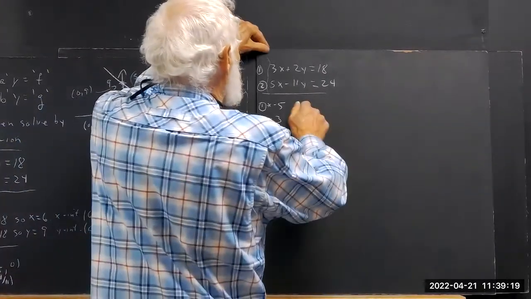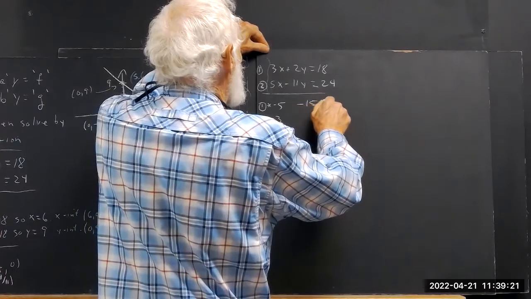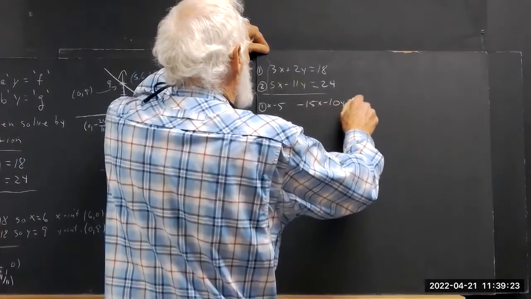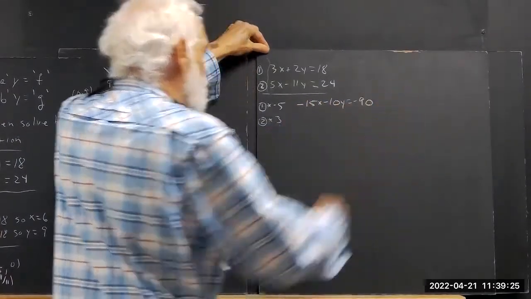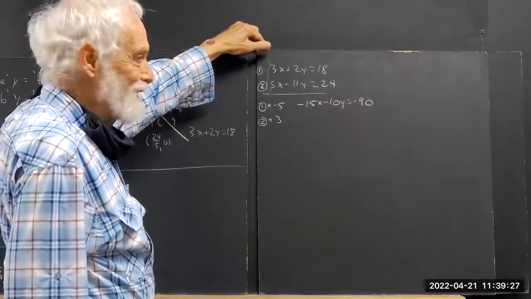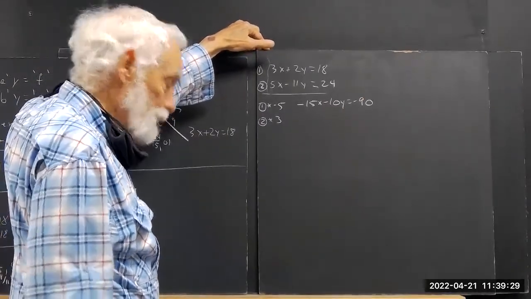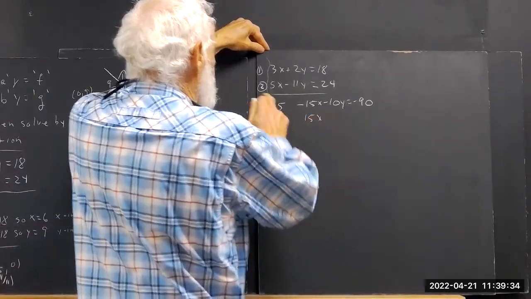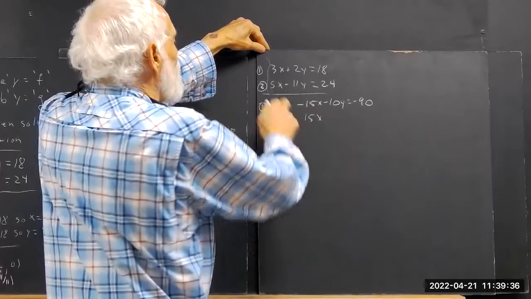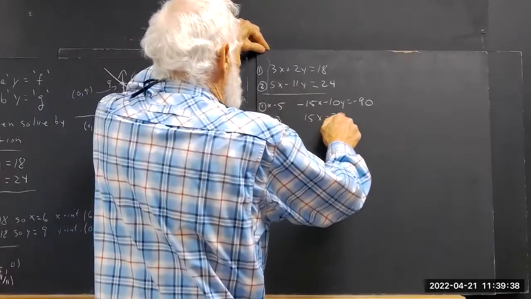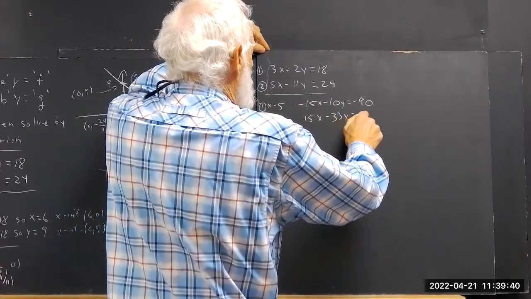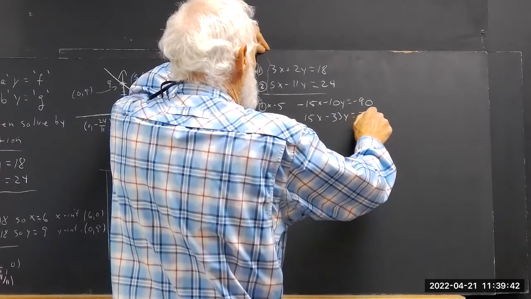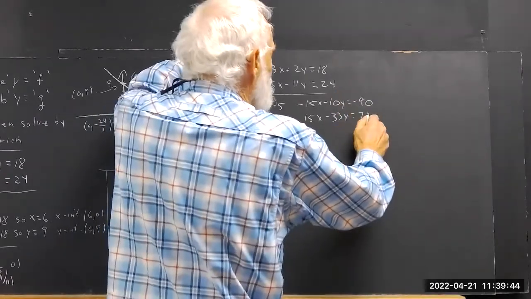So we get negative 15x plus 10y equals negative 90. You can do multiplication. I'm not even sure I'm going to do that right, so watch me. And here we get plus 15x, multiplying the second equation by 3. 3 times negative 11 is negative 33. And 3 times 24 is 72.